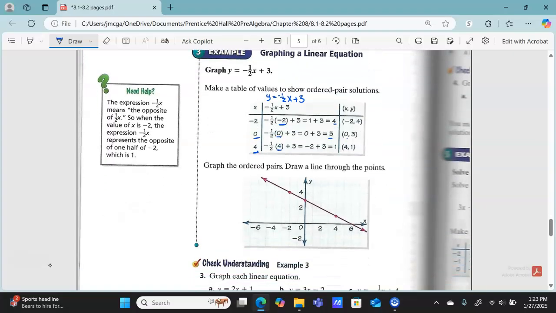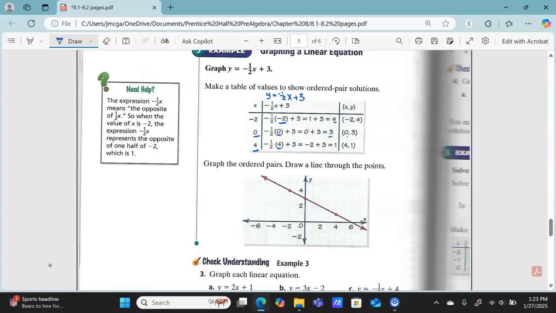And then they plot those points. Negative 2, positive 4. Remember, your first coordinate tells you left or right. The second coordinate tells you up or down. So left 2, up 4. Left or right none, up 3. That's that point. And then right 4, up 1. And you'll notice that they connect to a dot.